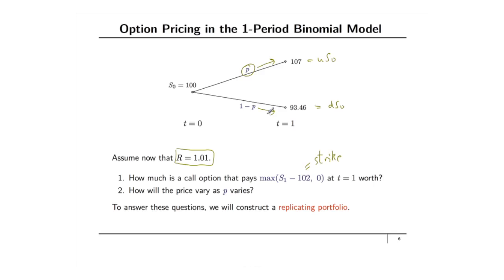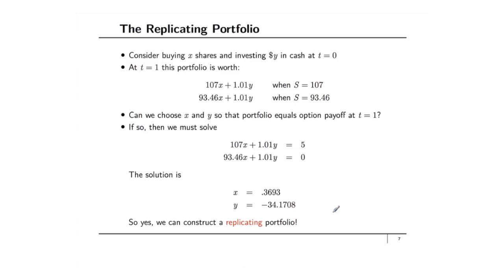So to answer these questions, we're going to construct what's called a replicating portfolio. The idea of a replicating portfolio is extremely important in finance and derivatives pricing. So we'll see what that means in the next slide when we actually price the option. What we're going to do is consider the following strategy. We're going to consider buying X shares or X units of the stock and investing Y dollars in the cash account at time t equals 0. We don't know what X and Y are yet. We're going to figure out what they will be soon.